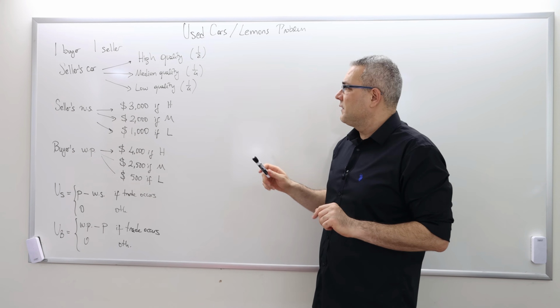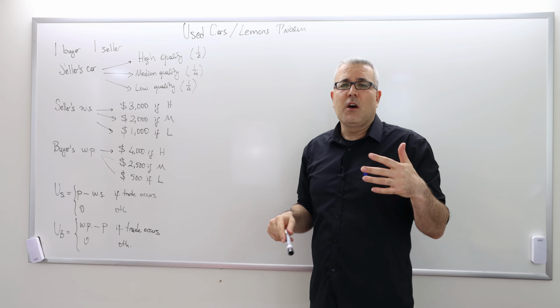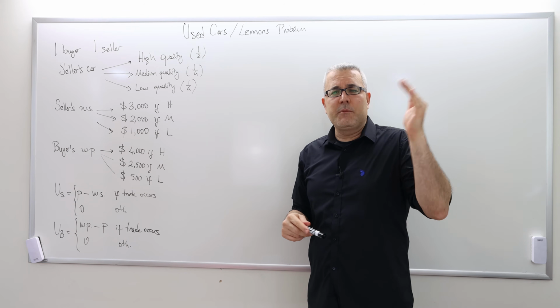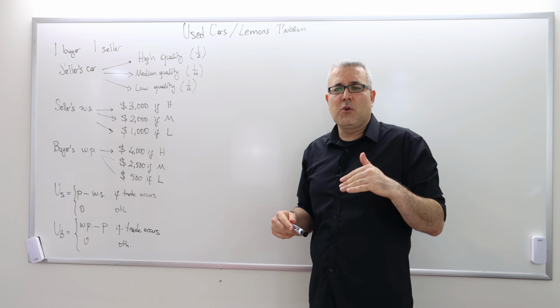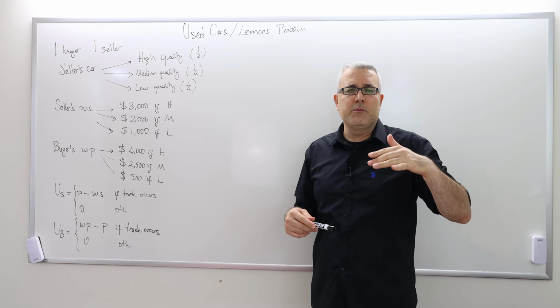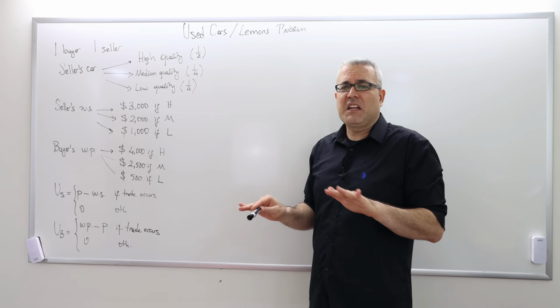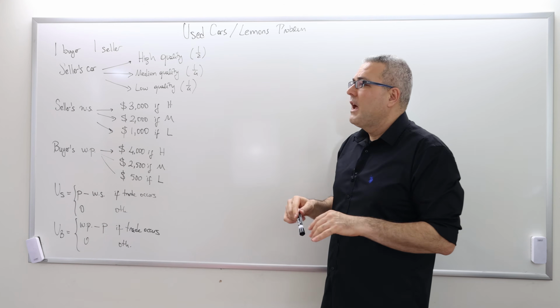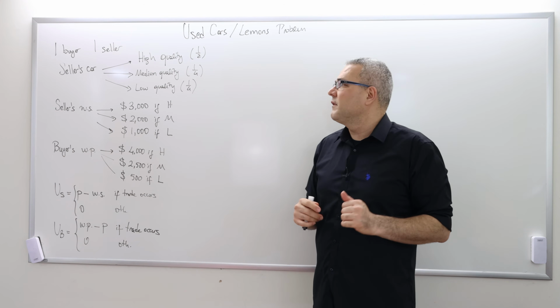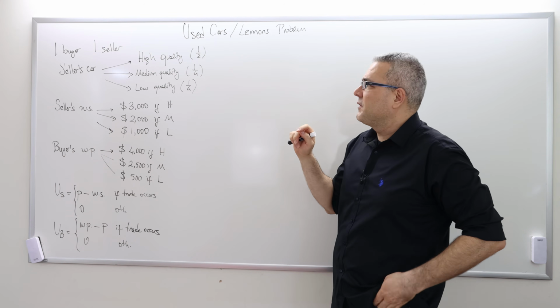Here, one difference is going to be that there are three types of car. Rather than lemons versus high quality or good quality cars, we're going to have high quality, medium quality, and low quality cars. That's it. That's the only difference. And the outcome is going to be slightly different. All right. So here is the specific model.